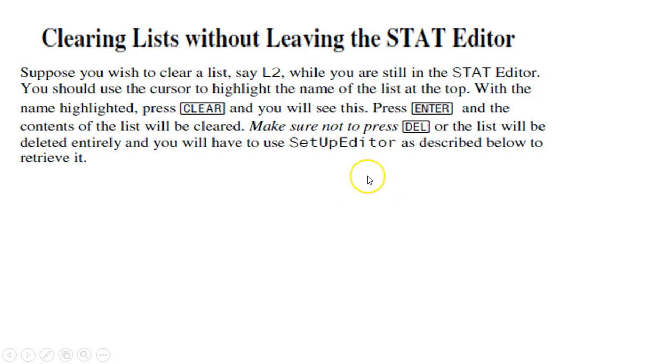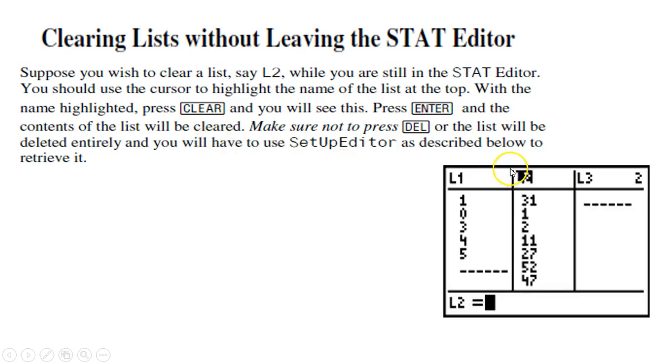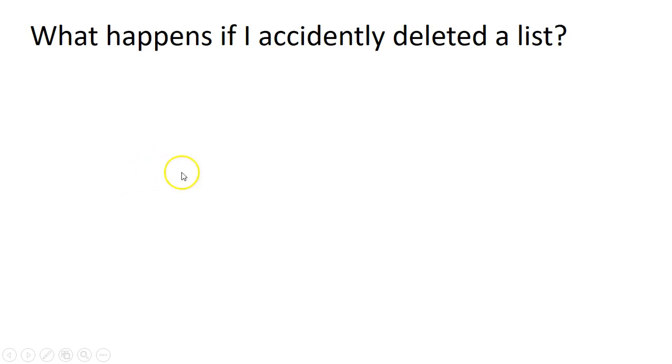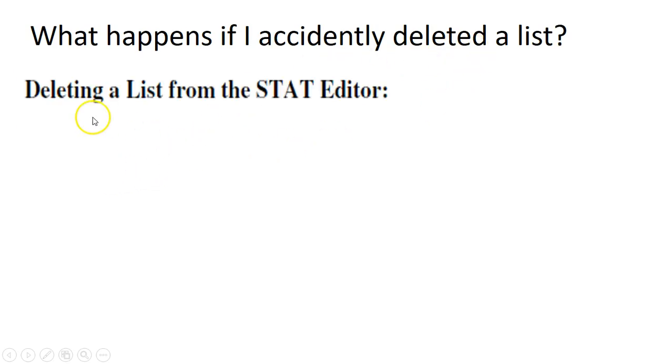To clear a list, this is key. You want to highlight that L1 or L2 and you want to press clear. Make sure to not press delete. It will delete the whole thing and that's bad. You're going to hear me say this a ton in the course. Otherwise, you will literally have to go up to Setup Editor as described below to recover it. So what happens if I accidentally delete a list? All right, I'm going to teach you how to fix that now.